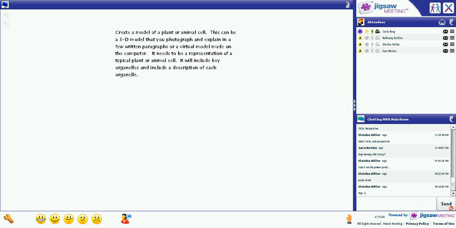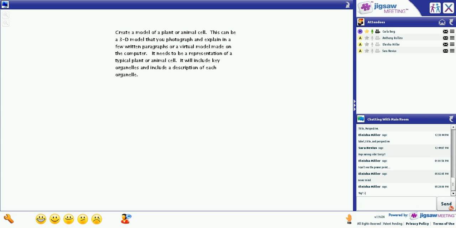You also need to have a key to your organelles. You do not need to have every single organelle. It just needs to be representative. So your cell should have a nucleus. It should have ribosomes. It should have endoplasmic reticulum. It should have mitochondria. If you do a plant cell, it should have chloroplasts. And you also need the description in your paragraphs. So you have a lot of artistic liberty in this activity.